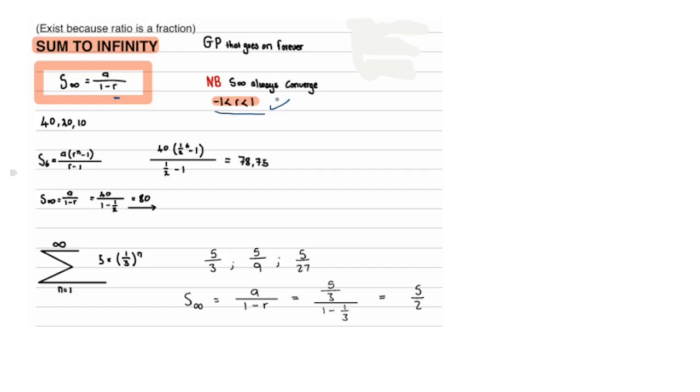You might also see the word converging, does a sequence that converges. And that just means that it's a sum to infinity and the ratio is between -1 and 1. If I have a ratio between -1 and 1, let's just say half, it doesn't mean that I have to do sum to infinity every time.